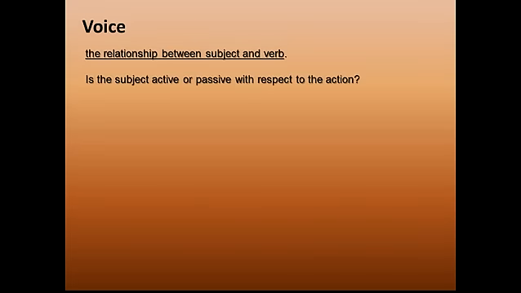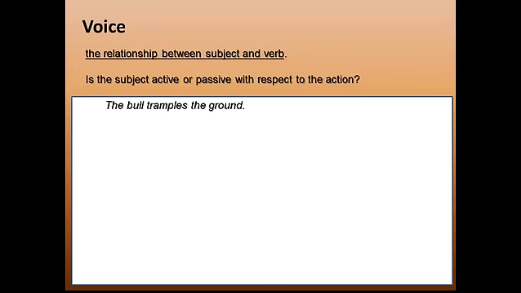Well, now let's talk about voice. We said verbs have tense, voice, and mood. We've been talking about tense. What does voice mean? Voice has to do with the relationship between subject and verb. We have the sentence, the bull tramples the ground. The question we want to ask is this: is the subject active or passive with respect to the action? Well, in the sentence, the bull tramples the ground, our verb is tramples. Our subject is bull. And the bull is performing the action of trampling.